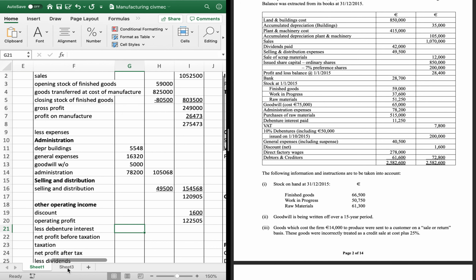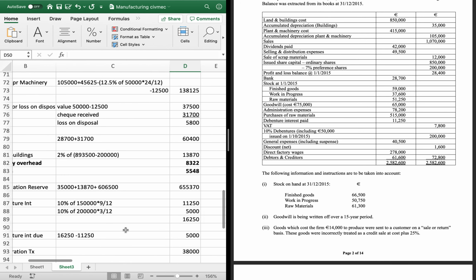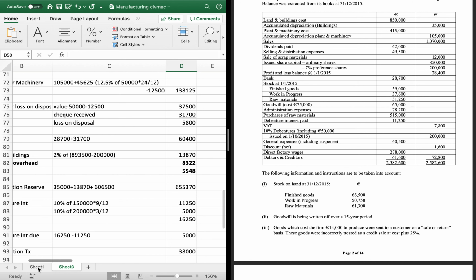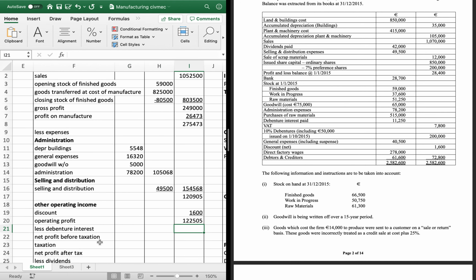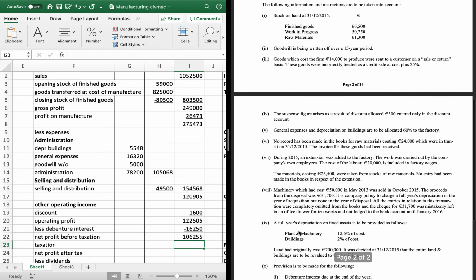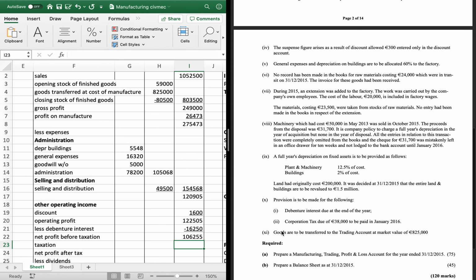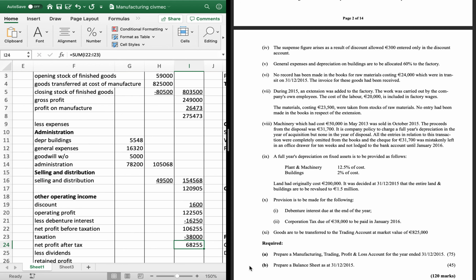Right, on to your debenture interest. Now we've worked out our debenture interest to be 16,250. Which we'll take away. Then we've got our taxation. Remember I said to make a note of that. So taxation is down at the bottom, your corporation tax 38,000, which we'll add on. Oh, sorry, take away. Be great if you could add on tax. And that gives you your profit after tax of 68,255.